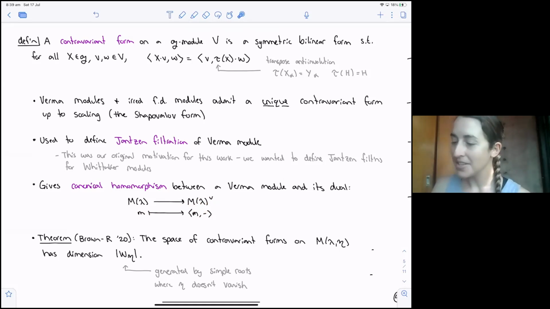Okay, so this strangeness of contravariant forms is a second way in which this Whittaker category behaves a little bit strangely.